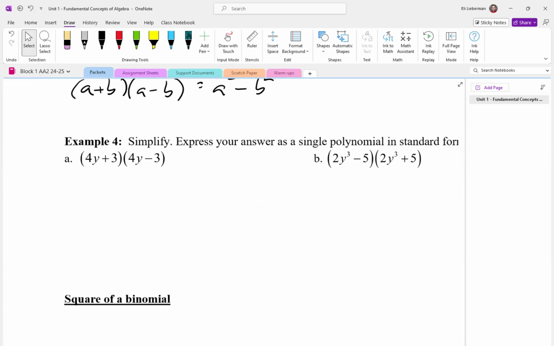You can tell by looking. One is a sum, one's a difference. The terms are the same. So it's just 16y squared minus 9. Done.